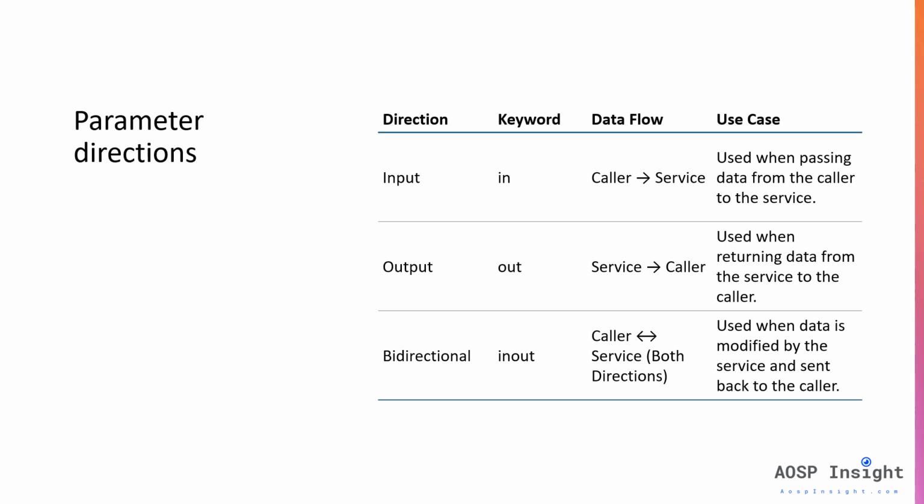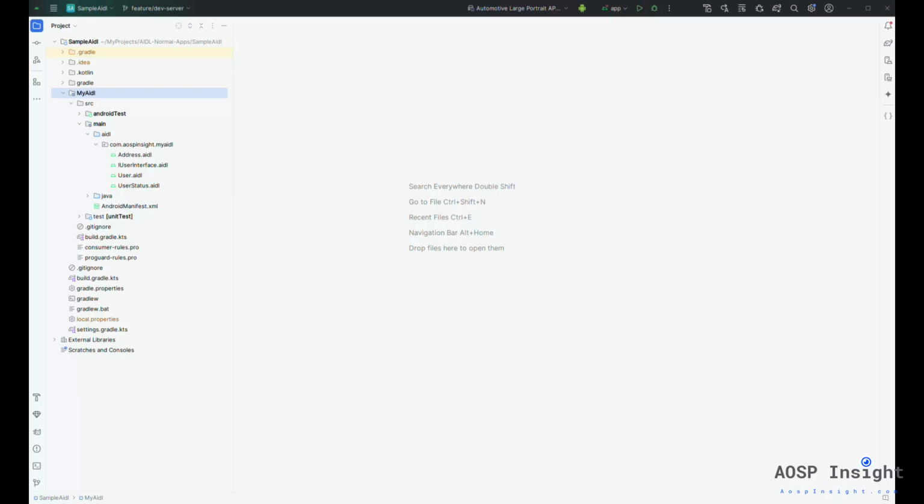Let's look at the sample project that I have provided as an AIDL project, which will generate an AAR file, a library that we can use in other applications. Looking at the application, you will see at the left side that there are four AIDL files: address, IUserInterface, user, and user status.